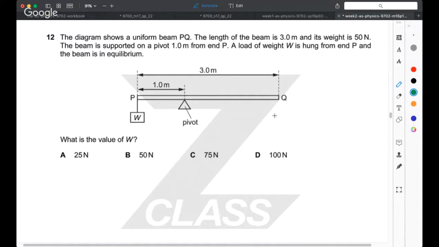PQ length is 3 and the weight is 50. I hate these questions. And there is also a mistake in this one, I think.